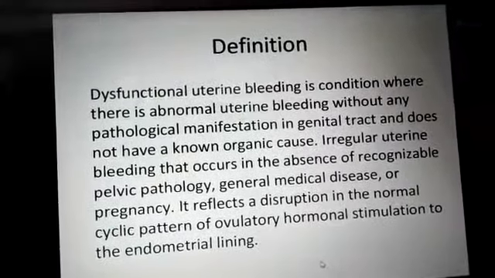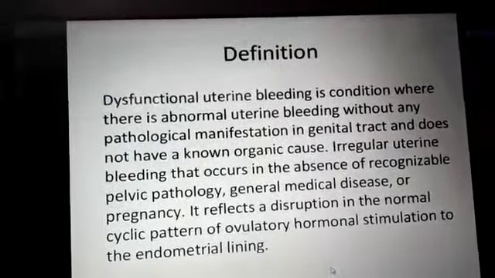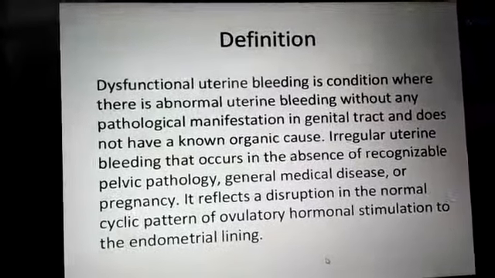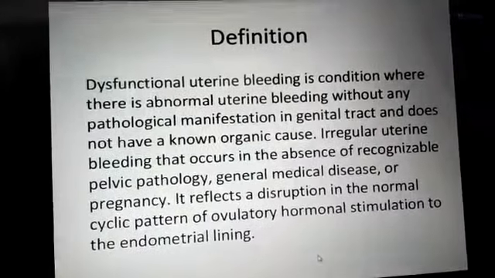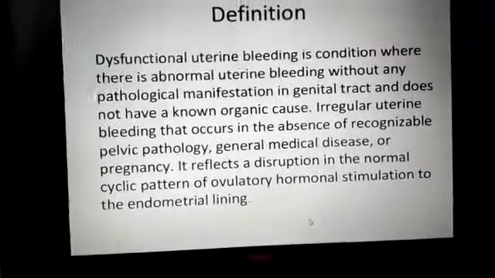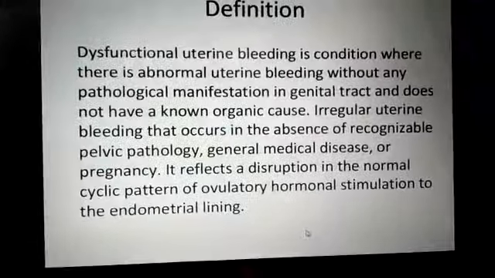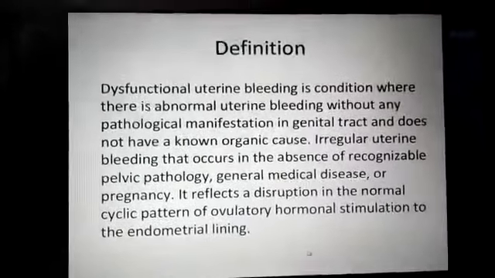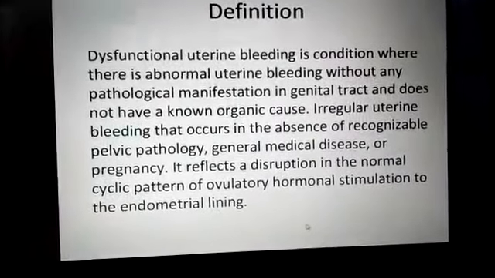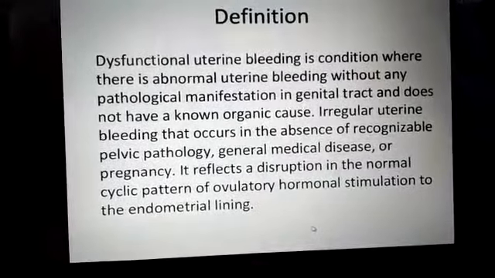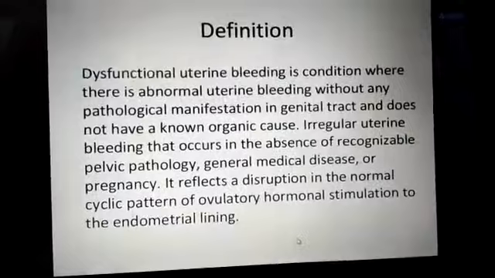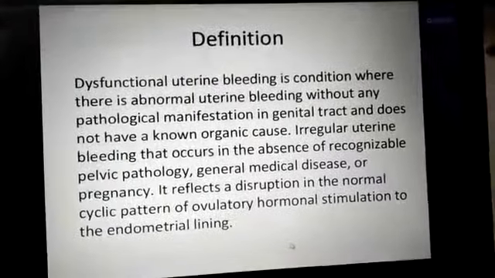So first, what is DUB? DUB is a condition where there is abnormal uterine bleeding without any pathological manifestation in the genital tract and without a known organic cause. It is irregular uterine bleeding that occurs in the absence of recognizable pelvic pathology, general medical disease, or pregnancy, and it reflects a disruption in the normal cyclical pattern of ovulatory hormonal stimulation to the endometrial lining. So that is the basic concept or definition of dysfunctional uterine bleeding, that is DUB.